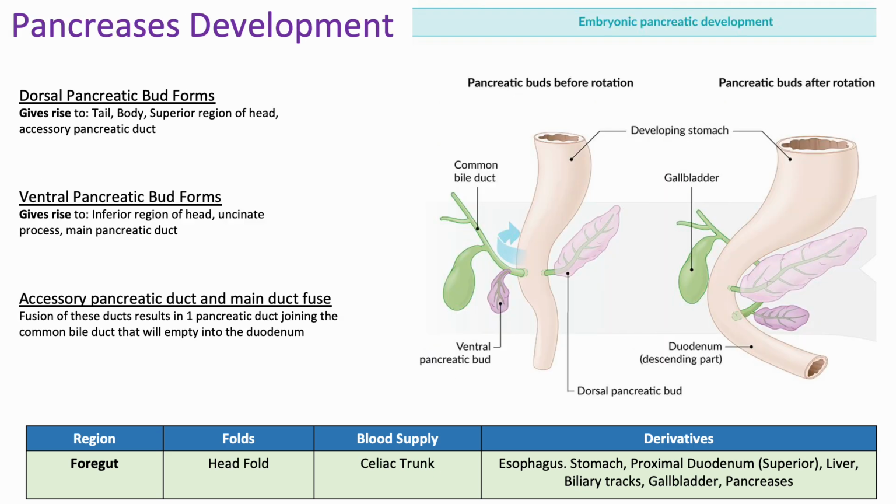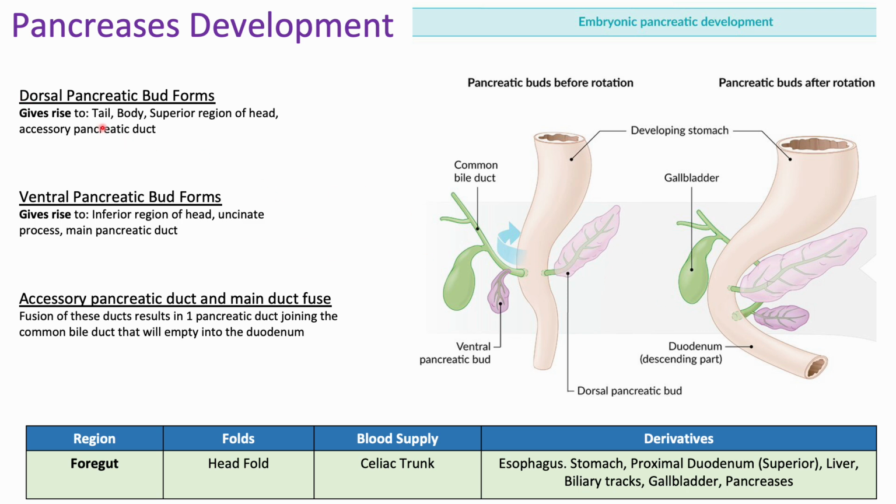Okay, so with our pancreas development, unlike the liver and the gallbladder, this is not just a ventral growth. We have both a dorsal and a ventral pancreatic bud that is going to form. So with our dorsal pancreatic bud, this is forming posteriorly. This is going to give rise to the majority of the pancreas.